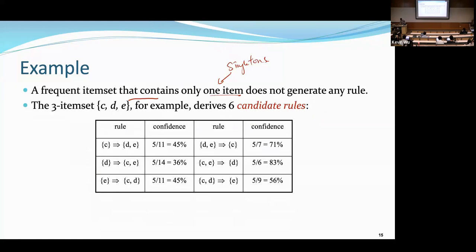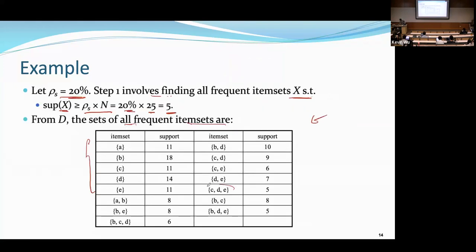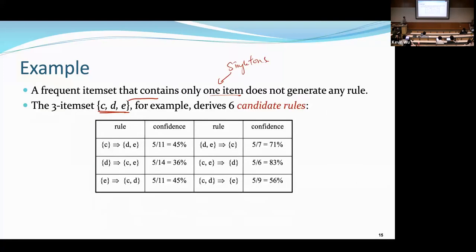As an example, if we consider the 3 item set CDE, which is here, this is frequent. So what do we need to do for step 2? Well, we have to partition CDE into a left-hand side and a right-hand side, and then check the confidence conditions. So what are the possible partitionings of CDE into a left and a right-hand side? There are 6 candidate rules. We could put C on the left-hand side, D on the right, or we could put CD on the left-hand side and E on the right, and so on. So we have 6 possible rules, and for each one of these rules, we have to check the confidence conditions. What do I mean by checking the confidence conditions?